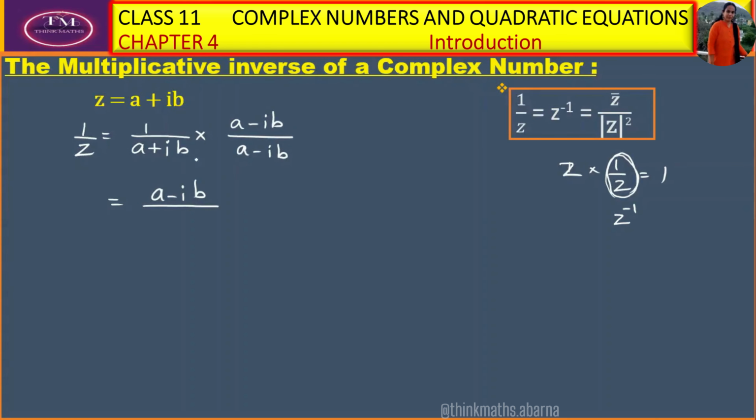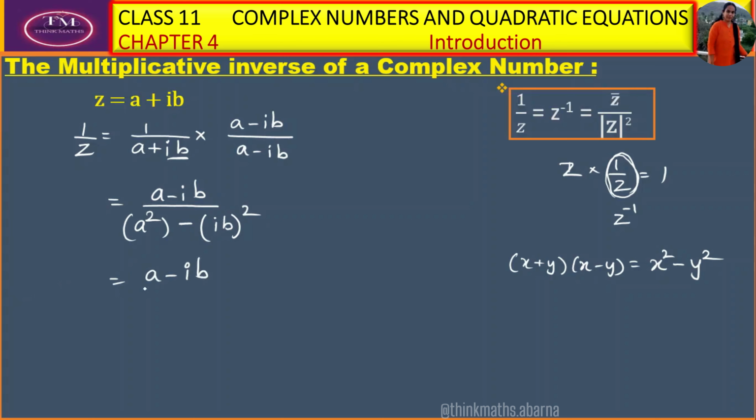This is of the form a plus b into a minus b or x plus y into x minus y. What is its answer? You all know that it is x square minus y square. So here also the same. It is a plus ib into a minus ib. So it will be a square minus what is the other value? It is ib square. Okay. So we will get a minus ib divided by a square minus i square b square.